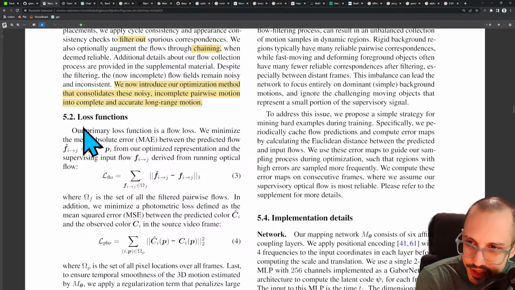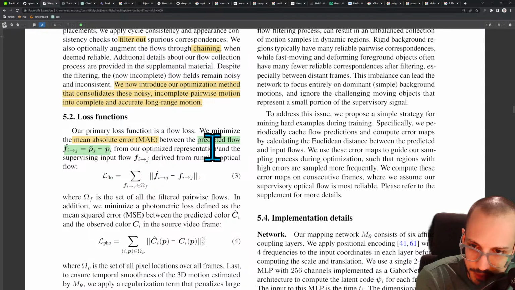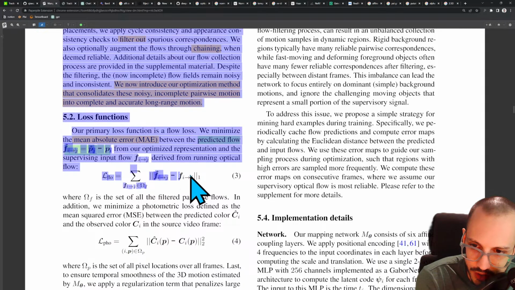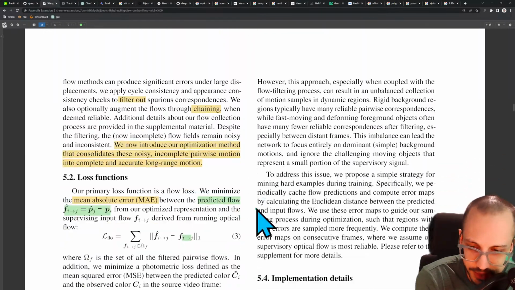Our primary loss function is a flow loss. We minimize the mean absolute error, which is exactly what it sounds like. It's just the absolute error between what you want and what you have, and then the mean of all of those. Between the predicted flow, so from our optimized representation, and the supervising input flow derived from running optical flow. Okay, so F i to j, this is the one that they're getting from the RAFT technique up here.